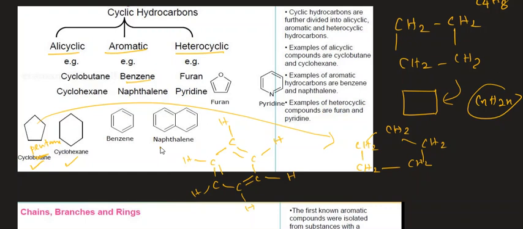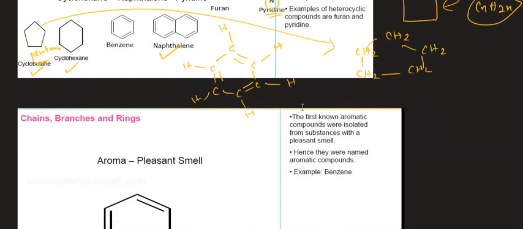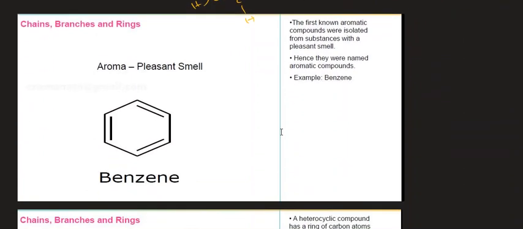Similarly, naphthalene: two benzene rings are adjoining here. This is the best example for aromatic. Then hetero means, as I already mentioned, a different atom. In this case, furan. Furan has oxygen as the heteroatom. And what about this pyridine? Here, nitrogen is the heteroatom. It is a hexagon form with nitrogen as the heteroatom.